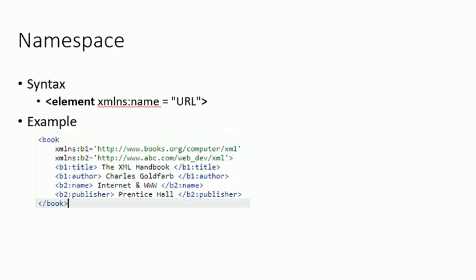So here is the syntax of a namespace: element xmlns, which means XML namespace, colon name equal to URL. So in this example, we store the details of books. There are two namespaces, B1 and B2. Corresponding to B1, we have two elements, title, author, and corresponding to B2, we have two elements, name and publisher.